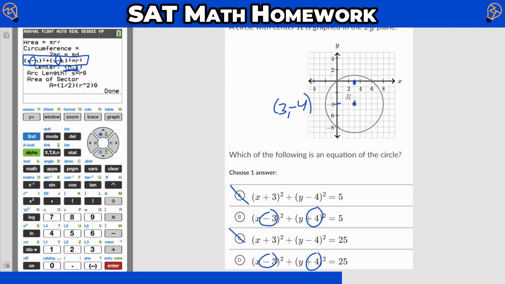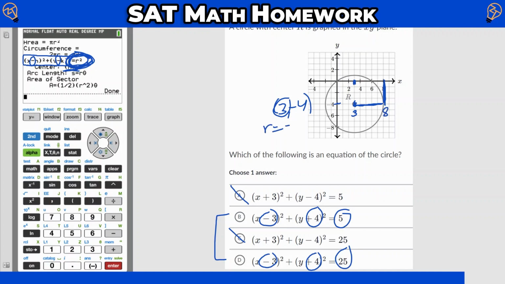So now that we have B and D left here, the difference is this value. Well, in the equation we see that it's the radius squared. Now the radius can be found just by going from the center and either directly up, down, left, or right. You pick. For me, going to the right seems like the easiest approach, and notice that gets us to 8. So to get from 3 right here to 8, that's a distance of 5.